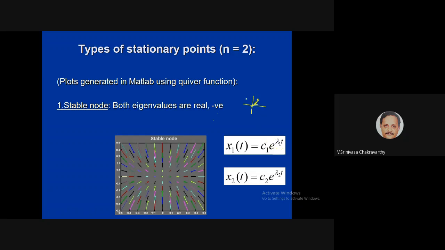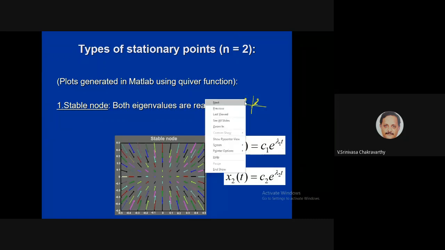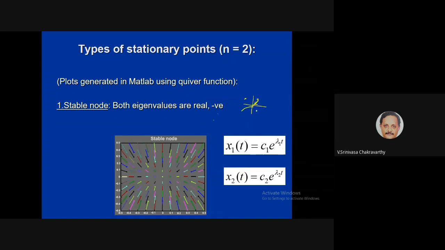So like that, no matter where you start from, your starting point is defined by C1 and C2, because C1 and C2 are determined by the initial condition, as we have seen before in that simple case. So no matter where you start from, it will always go to the origin. From everywhere it goes to the origin.